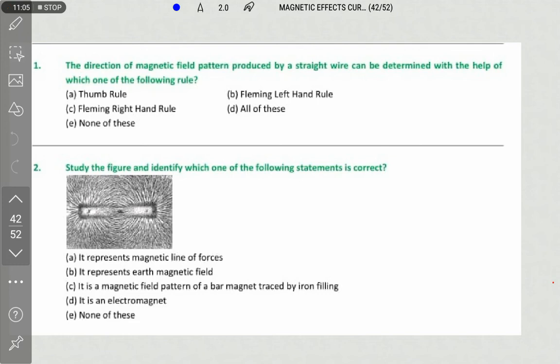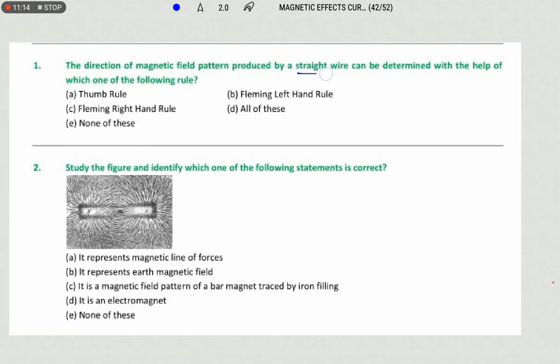The direction of the magnetic field pattern produced by a straight wire can be determined with the help of which of the following rules? For a straight wire, it can be determined with the help of the right hand thumb rule. The thumb rule helps to find the magnetic field pattern around a straight current carrying conductor.